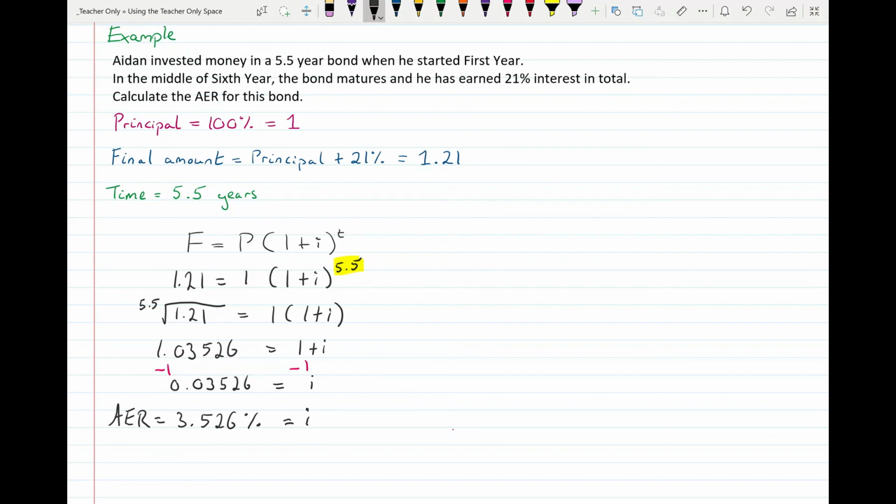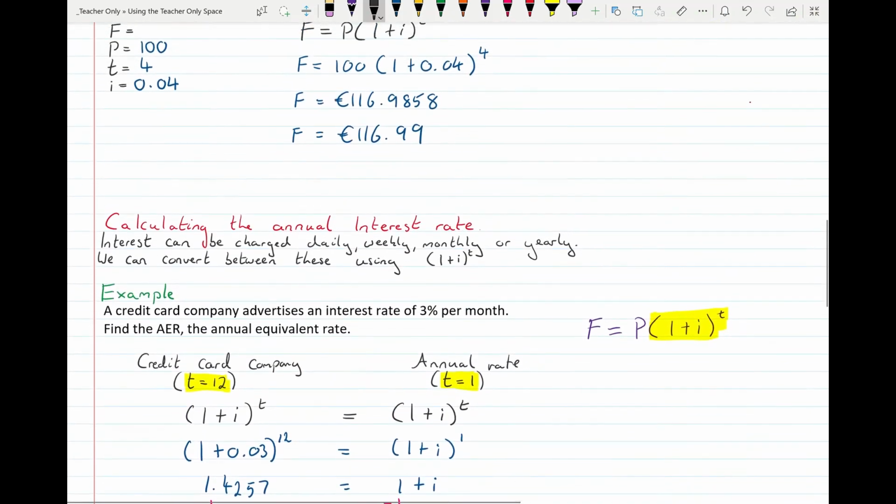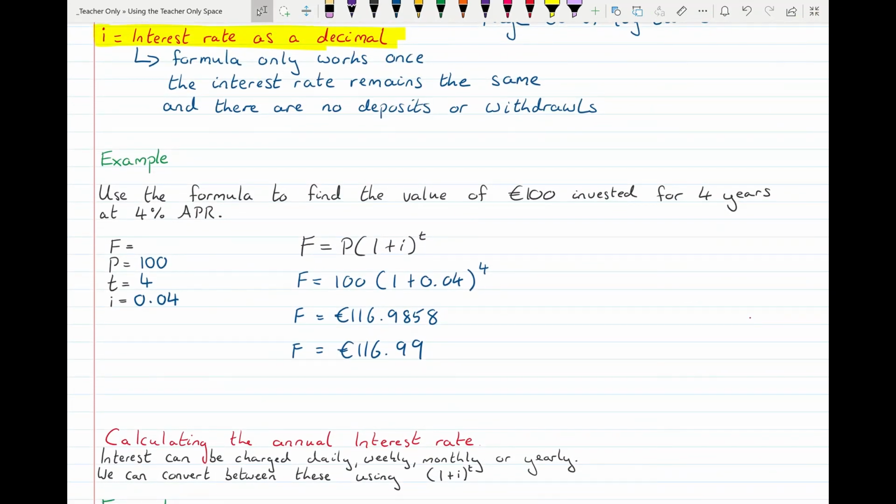Those last two examples are difficult. Using the formula here straight up just to find the final figure, you would be expected to do that. The other two would be getting into 6th year work.